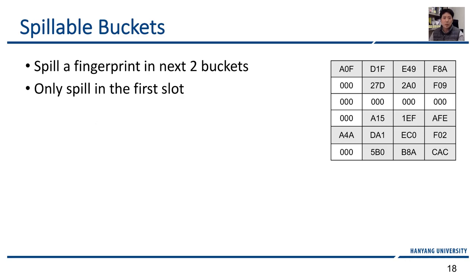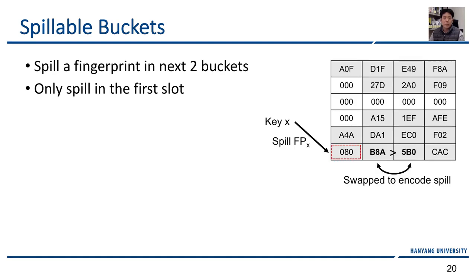Spillable buckets allow spilling a fingerprint into the bucket's neighboring buckets. When inserting a key, if the bucket denoted by H1 or H2 is full, we examine the next 2 buckets. If their first slot is empty, we store the fingerprint in that slot. For example, here, because the bucket denoted by H1 is full, we examine the next bucket, and because its first slot is empty, we spill the fingerprint there.